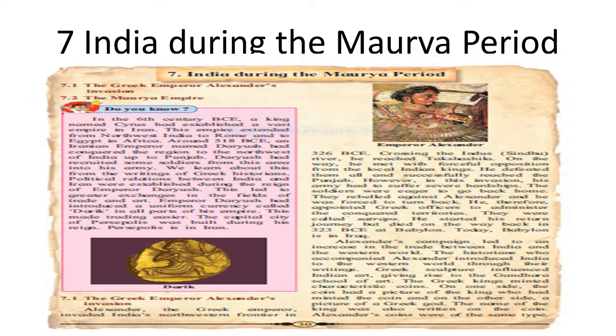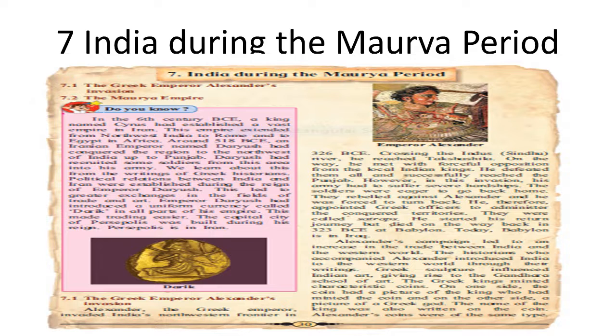Alexander the Greek Emperor invaded India, means came to conquer India, at the northwest frontiers in 326 BCE. He crossed the Indus, means the Sindhu River, and he reached Takshila. On the way, he met with forceful opposition from the local Indian kings. He defeated them all and successfully reached Punjab.